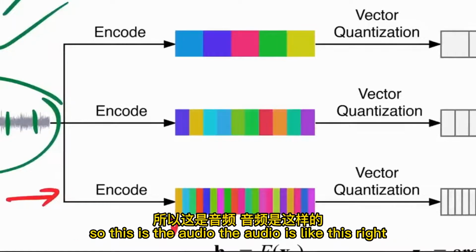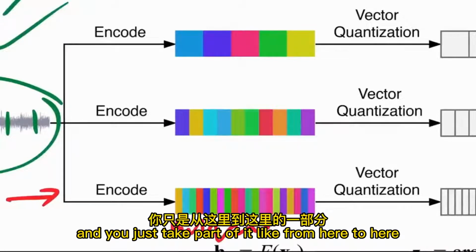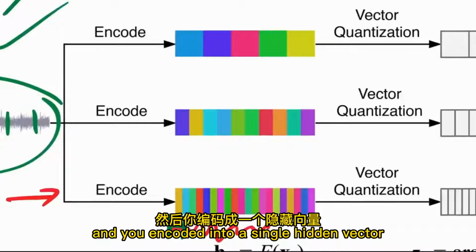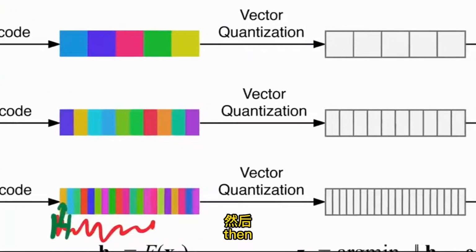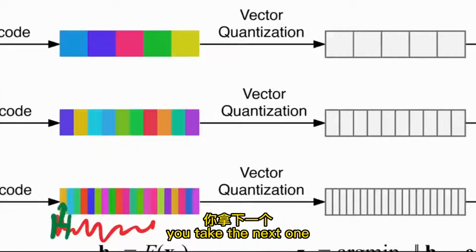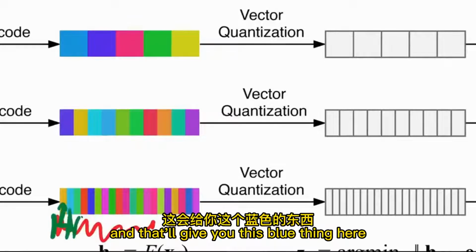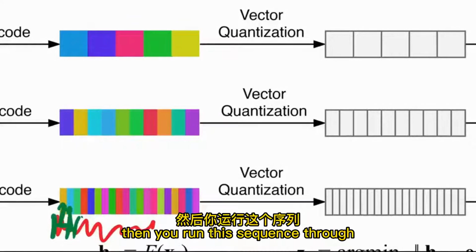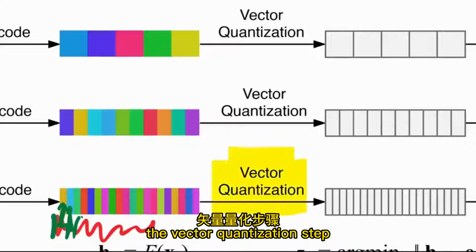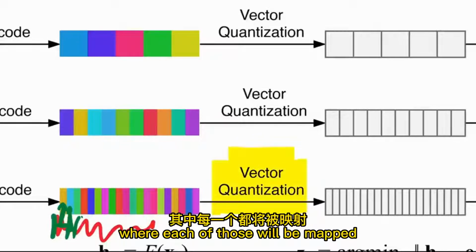So the audio is like this, right? And you just take part of it, like from here to here, and you encode it into a single hidden vector, which is this brown thing here. Then you take the next slice, and you encode it, and that'll give you this blue thing here. Then you run this sequence through the vector quantization step, where each of those will be mapped.